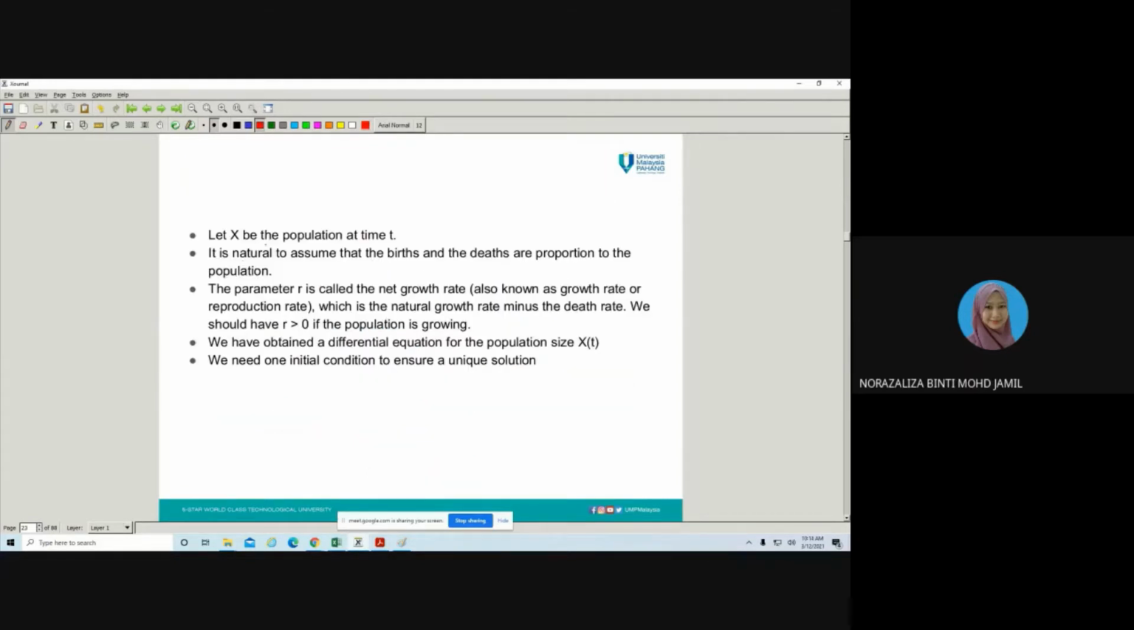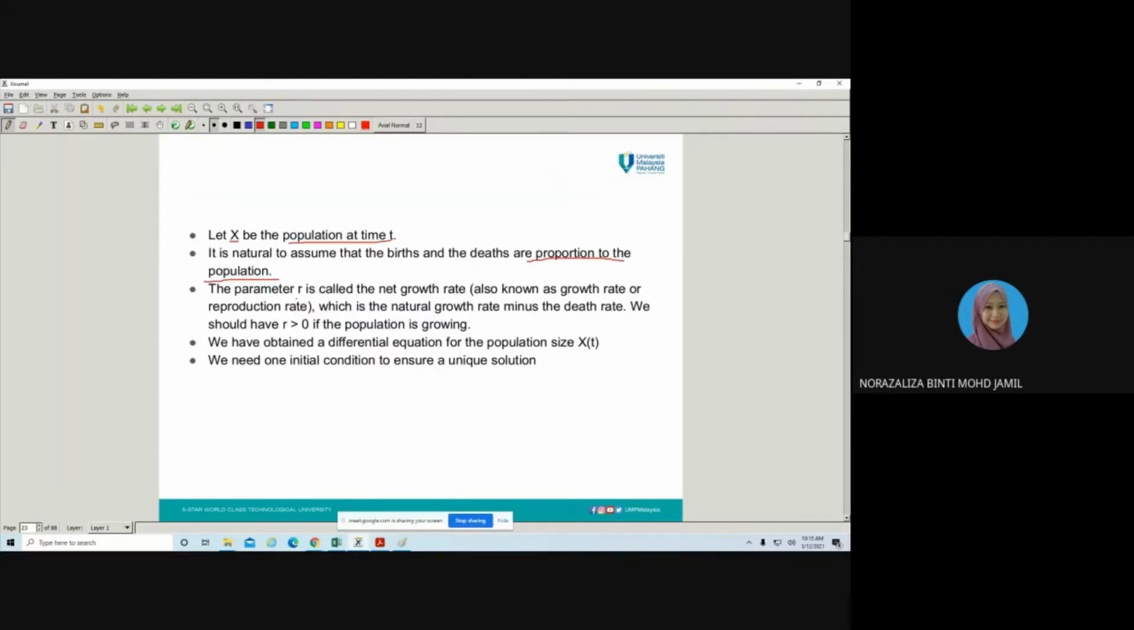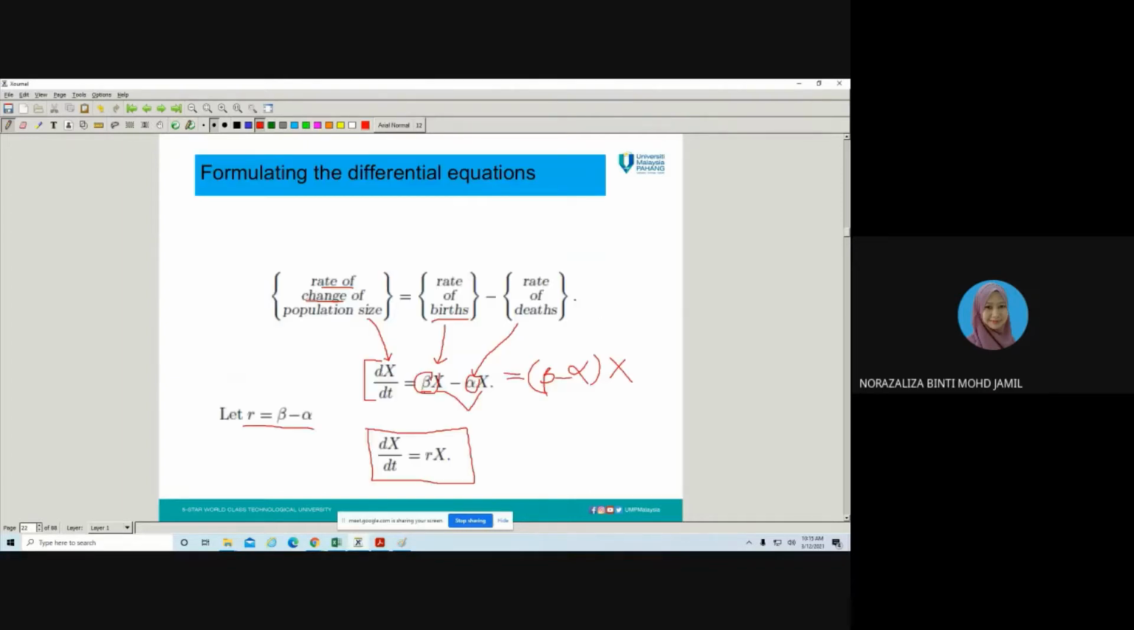So here let x be the population at time t. It is natural to assume that the birth and the death are proportional to the population. This is the stand that we make. We put beta times x minus alpha times x because we assume that the rate is directly proportional, berkadar langsung, to the population. And the parameter r is called the net growth rate. So we introduce r. Actually, the actual equation is beta minus alpha. Then we factorize, make r equal to beta minus alpha.